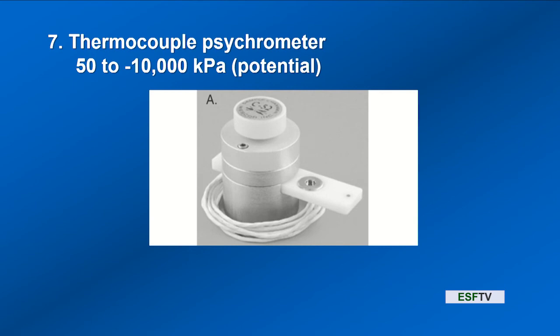Thermocouple psychrometer. This is pretty interesting. This is used in dry soils from 50 to minus 10,000 kilopascals, and this actually evaporates water and then measures the difference in humidity and temperature, and this is correlated to the moisture. So this is used in kind of desert soils, very dry conditions, but it's also destructive.